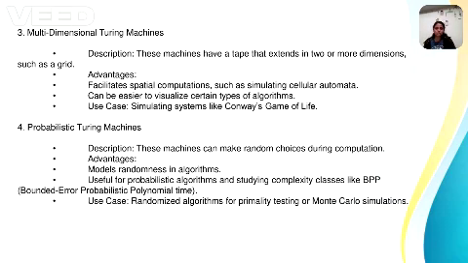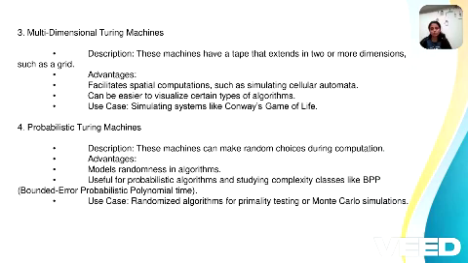Multi-dimensional Turing machines. These machines have a tape that extends in two or more dimensions, such as a grid, which facilitates spatial computation, such as simulating cellular automata. It can be easier to visualize certain types of algorithms, simulating systems like Conway's Game of Life.